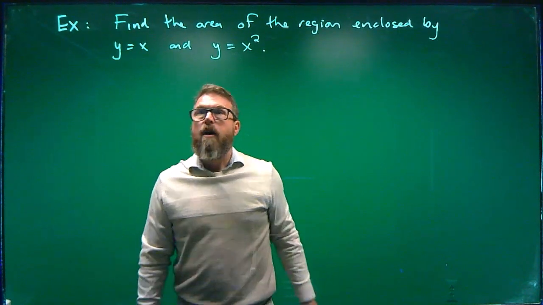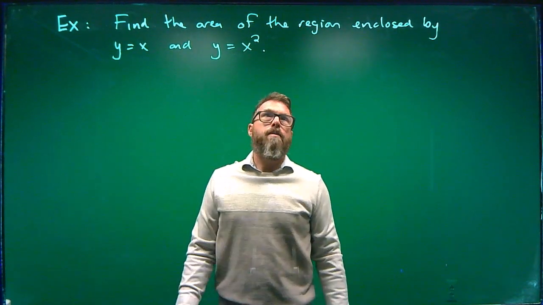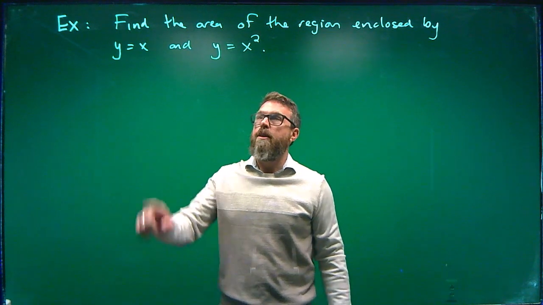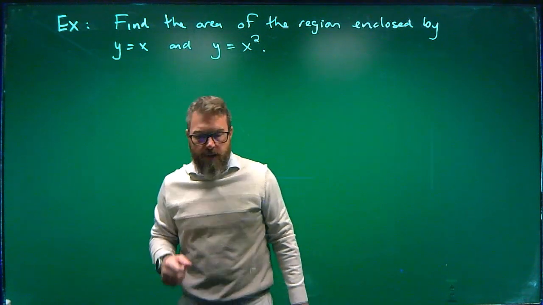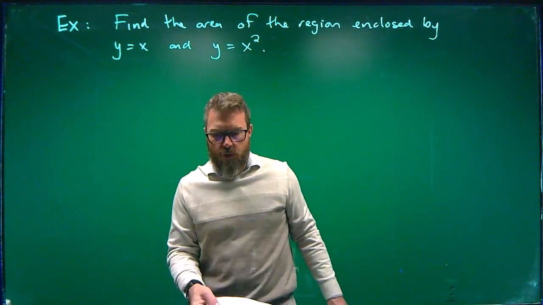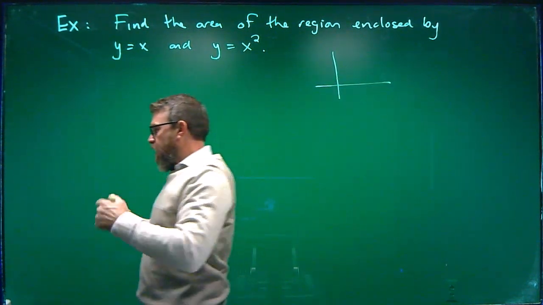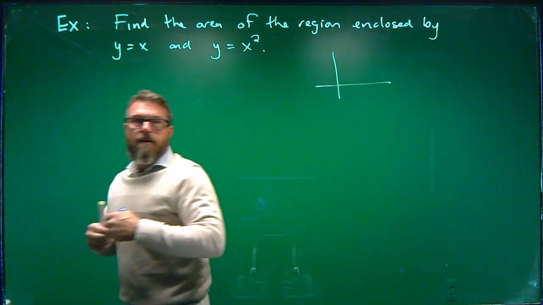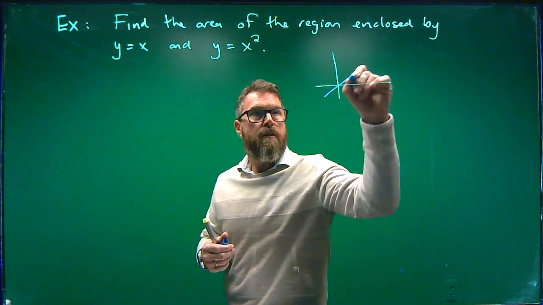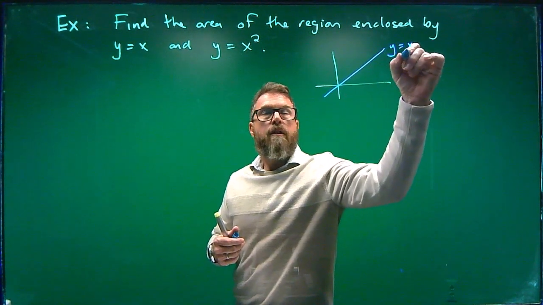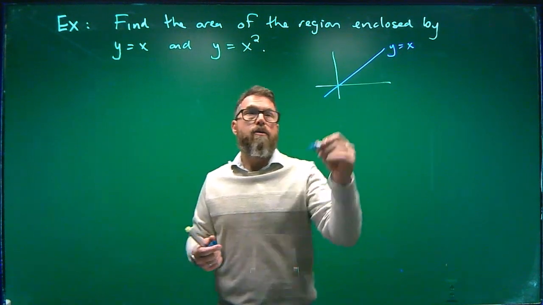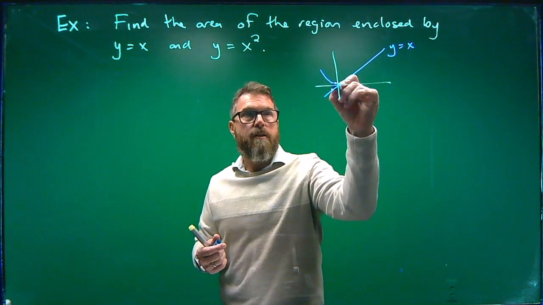So here's an example. Find the area of the region enclosed by the curves y equals x and y equals x squared. A lot of times it helps to draw this picture, so I'll draw it over here. We're going to have the curve y equals x, and then we're also going to have the curve y equals x squared. So it's going to look something like this.